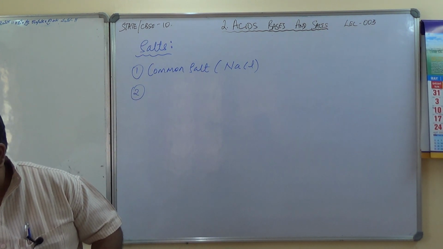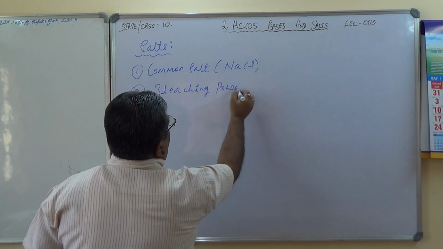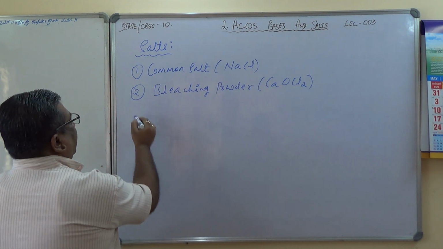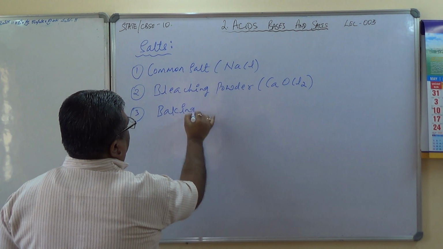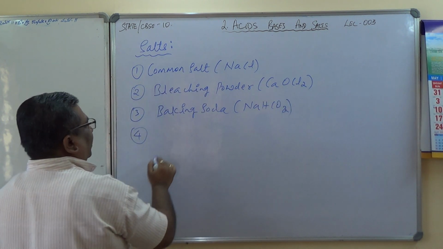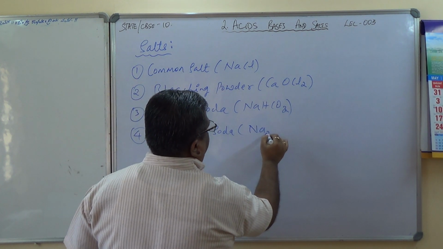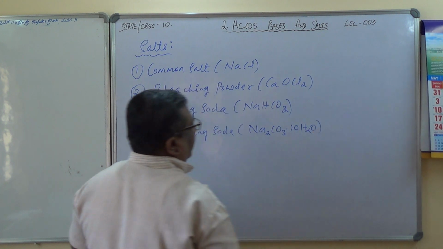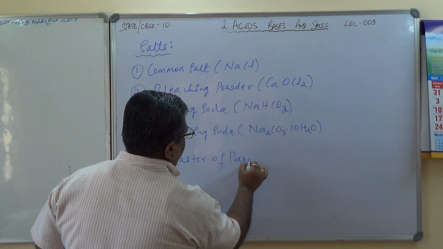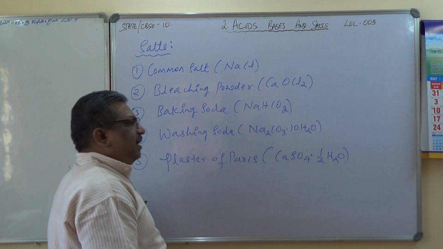And then you have bleaching powder. The chemical name is calcium oxychloride. Third one, baking soda, this is sodium hydrogen carbonate. Fourth one is washing soda, this is Na2CO3 into 10H2O, sodium carbonate decahydrate. And fifth one, plaster of Paris, this is CaSO4 into half H2O, which is called calcium sulfate hemihydrate.